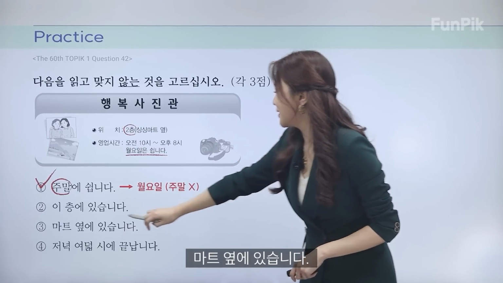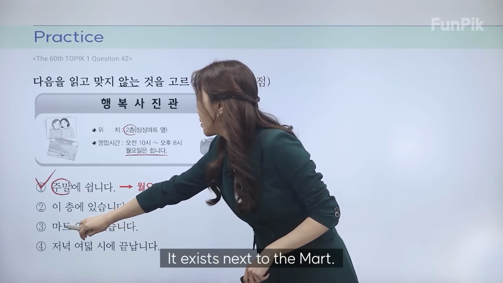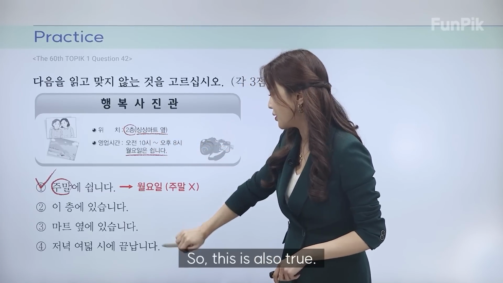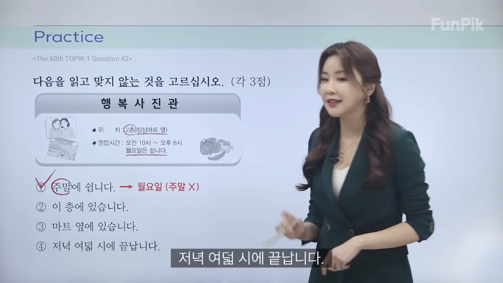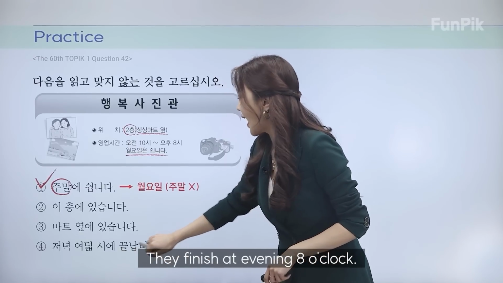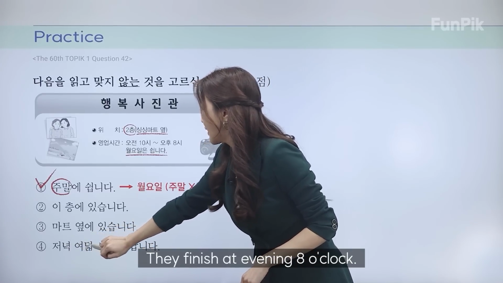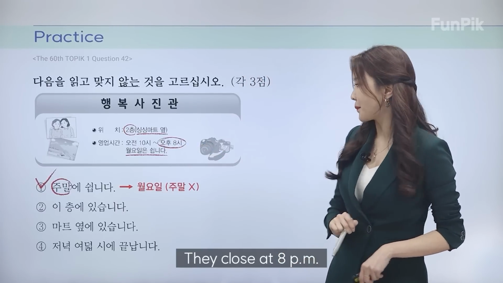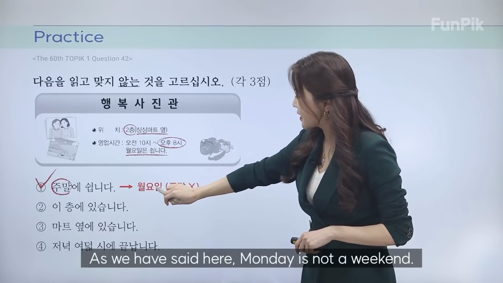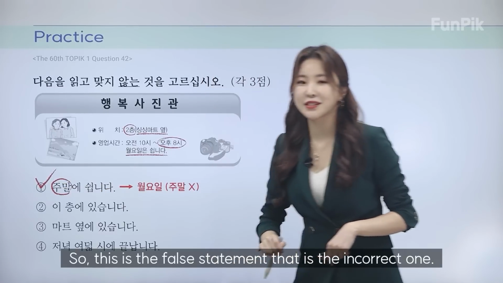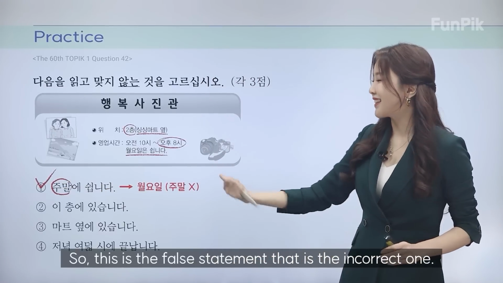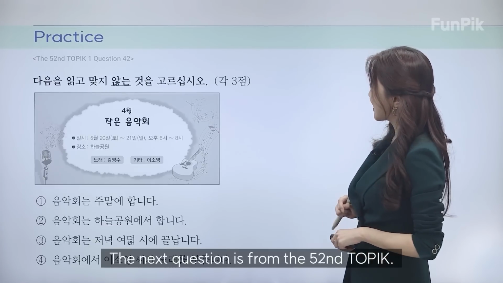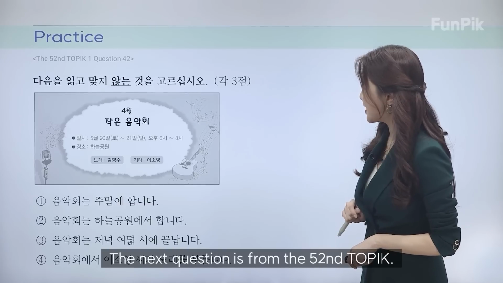And number 3, 마트 옆에 있습니다. It exists next to the mart. Well, have a look. 싱싱마트 옆. So this is also true. And 저녁 8시에 끝납니다. They finish at evening 8 o'clock. Oh, look. 오후 8시. They close at 8 p.m. As we have said here, Monday is not a weekend. So this is the false statement. That is the incorrect one. That is your answer.